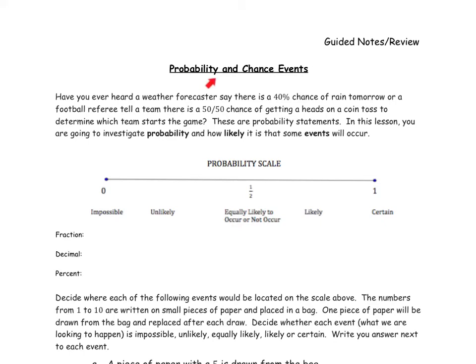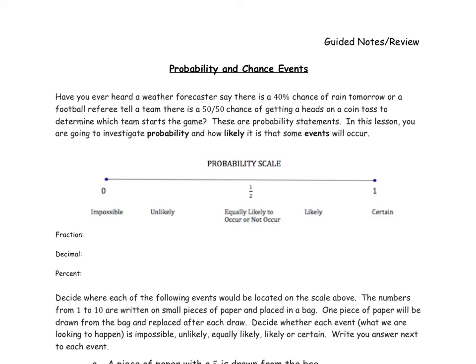Today's lesson is on probability and chance events. This is going to be a review of the unit that we did earlier in the fall. Have you ever heard a weather forecaster say there's a 40% chance of rain tomorrow? Or a football referee tell a team there's a 50-50 chance of getting heads on a coin toss to determine which team starts the game? These are called probability statements. In this lesson, you're going to investigate probability and how likely it is that some events will occur.